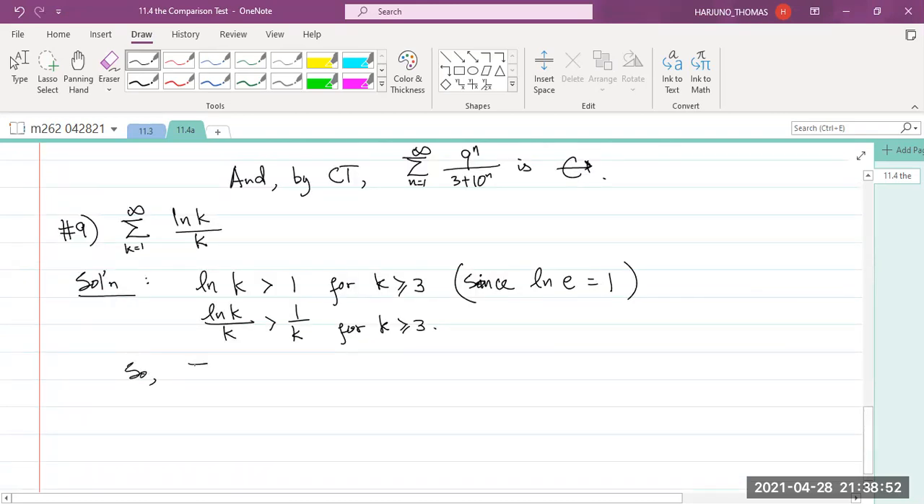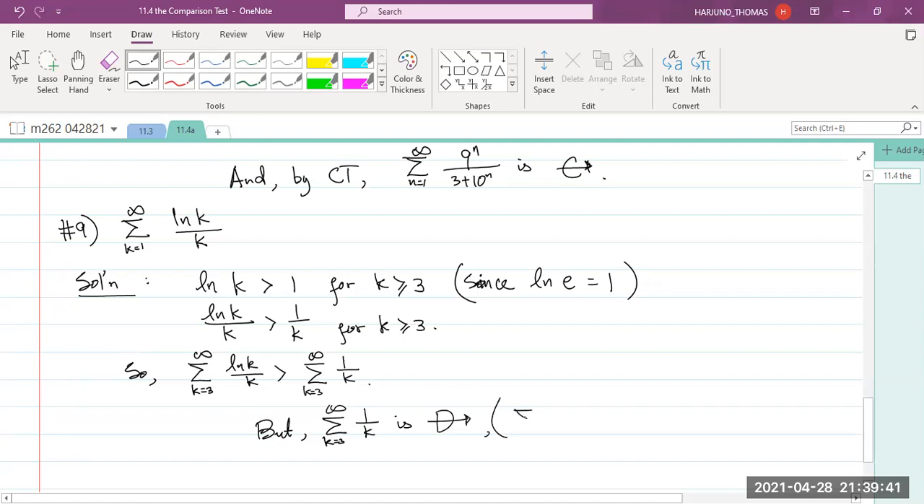So the sum from k equals 3, not from 1, to infinity of ln k over k is greater than the sum from k equals 3 to infinity of 1 over k. But is that series, k equals 3 to infinity of 1 over k, convergent or divergent? It's divergent. Why? Because that series is harmonic. Right?